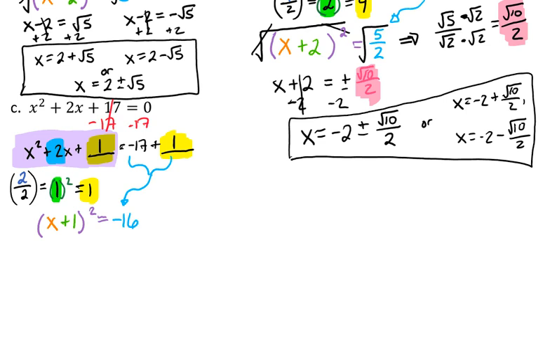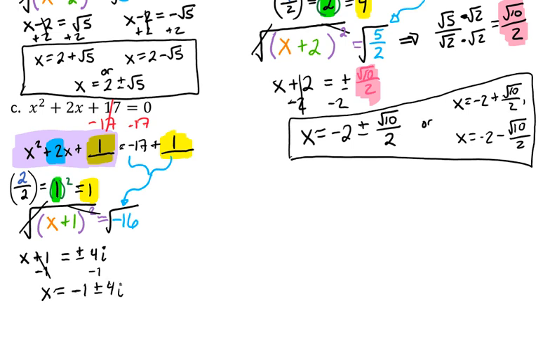So we're going to square root both sides. I'm going to keep track of the positive and the negative. So x plus 1 equals, and the square root of negative 16 is going to be plus or minus 4i. Then I'm going to subtract 1 from each side. And that's going to give me x equals negative 1 plus or minus 4i.